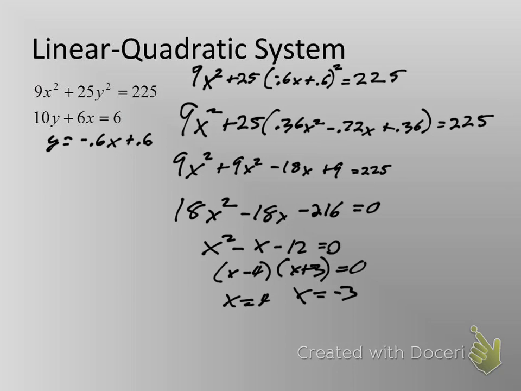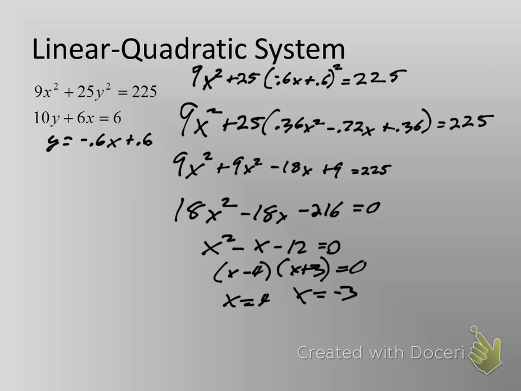One of them is going to have the x coordinate of 4. The other one's going to have the x coordinate of negative 3. The only thing you have to do now is find their corresponding y's. You do that by taking 4 and plugging it in, getting that y, then taking negative 3, plugging it in, and getting that y. So now you have to go back and do it twice.